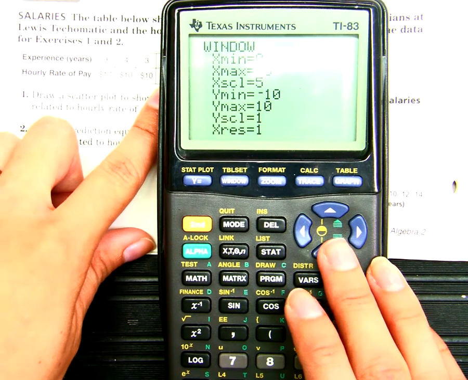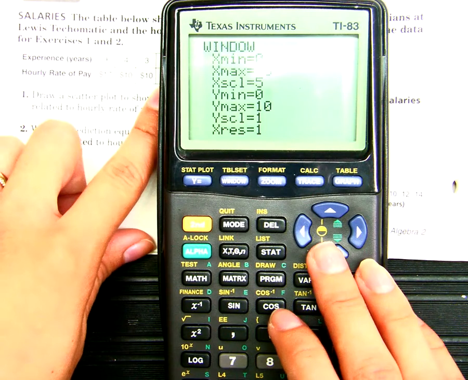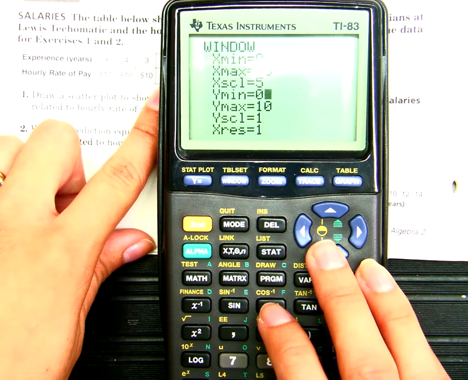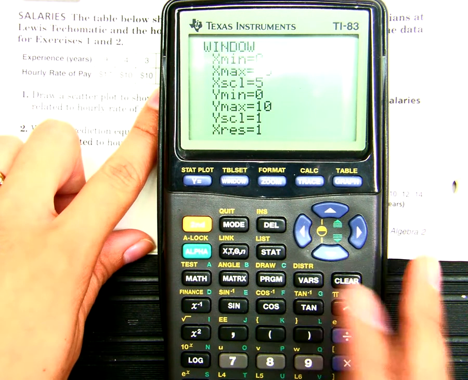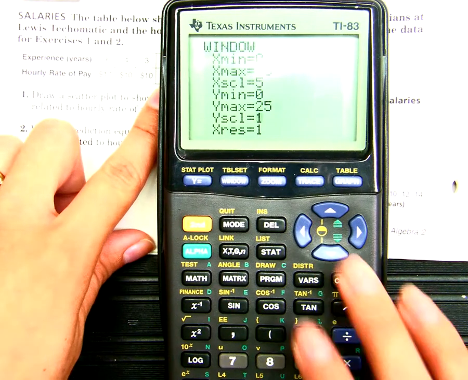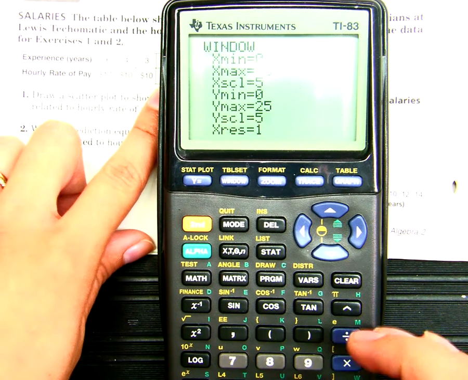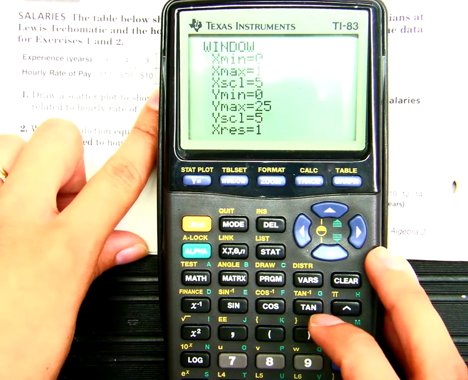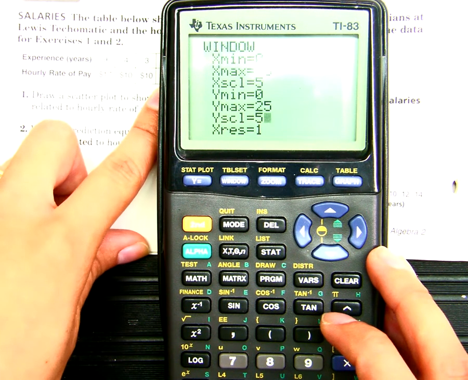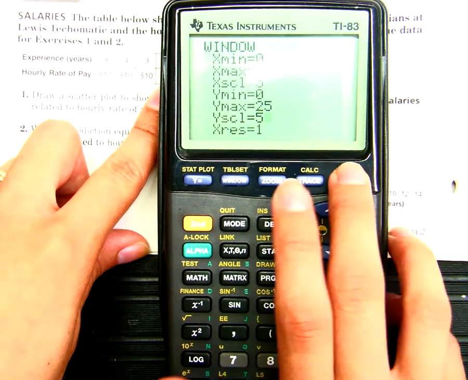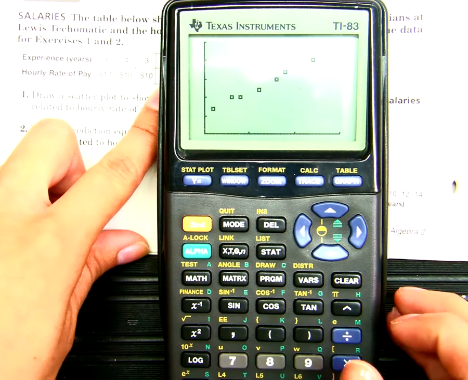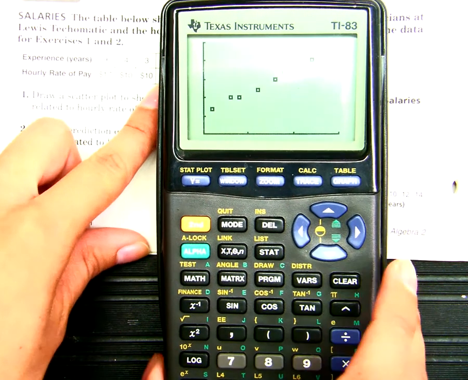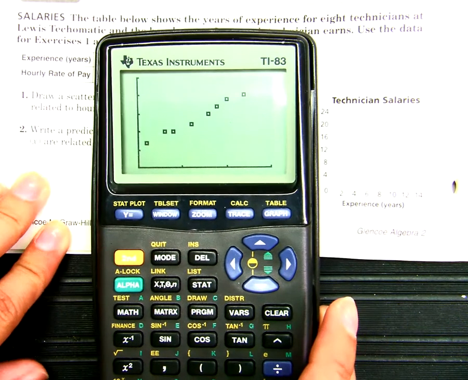Our y min, let's make that 0 as well, so we have a nice clear starting point. And our y max, let's make it 25, and we're going by 5s. Again, I got this from my table of values, asking myself what's the lowest value and what's the highest value. Once you have that and you go back to your graph, you should be able to see all of your data points, which you can see here.